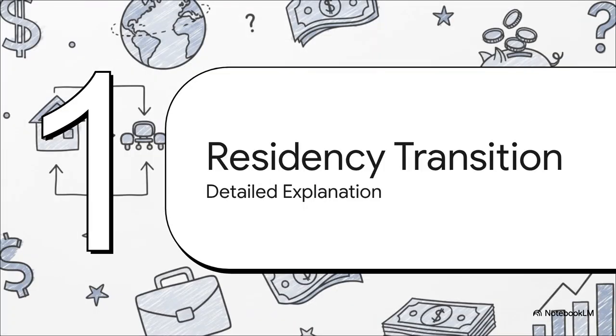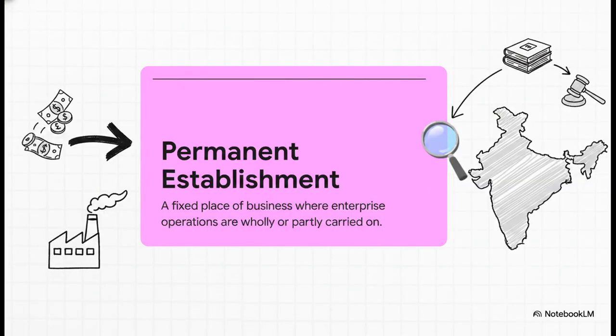Next up, Section 3, detailed explanation and the residency transition. Okay, a term you're going to hear constantly is permanent establishment, or PE. The Act defines this to include a fixed place of business through which the enterprise wholly or partly carries out its business. So why does this matter so much? Because if a foreign company earns royalty or FTS, and that income is effectively connected to a PE in India, it completely shifts how it's taxed. It falls under Section 59 of the new Act, which yanks them into a much stricter audit and compliance framework.